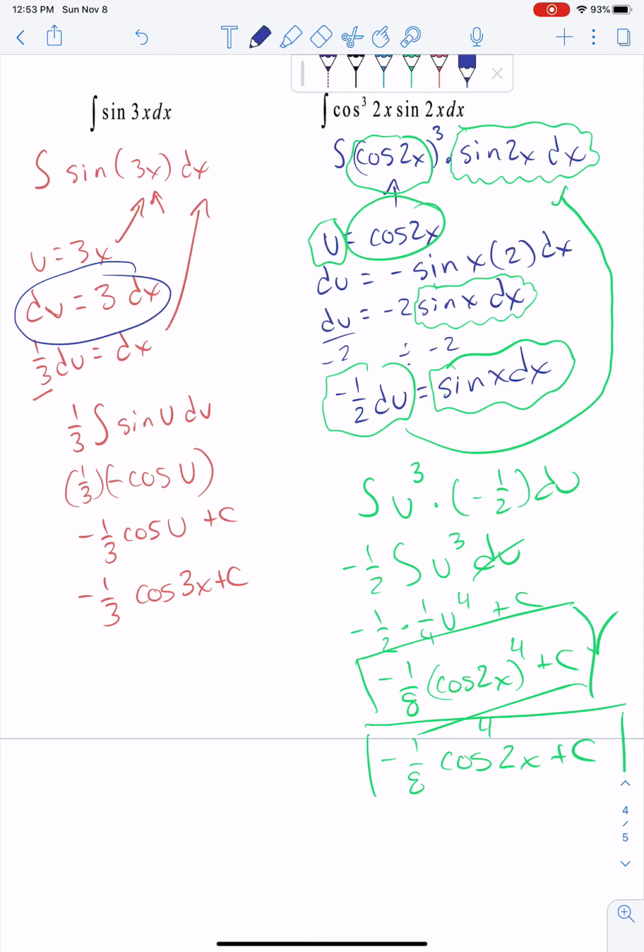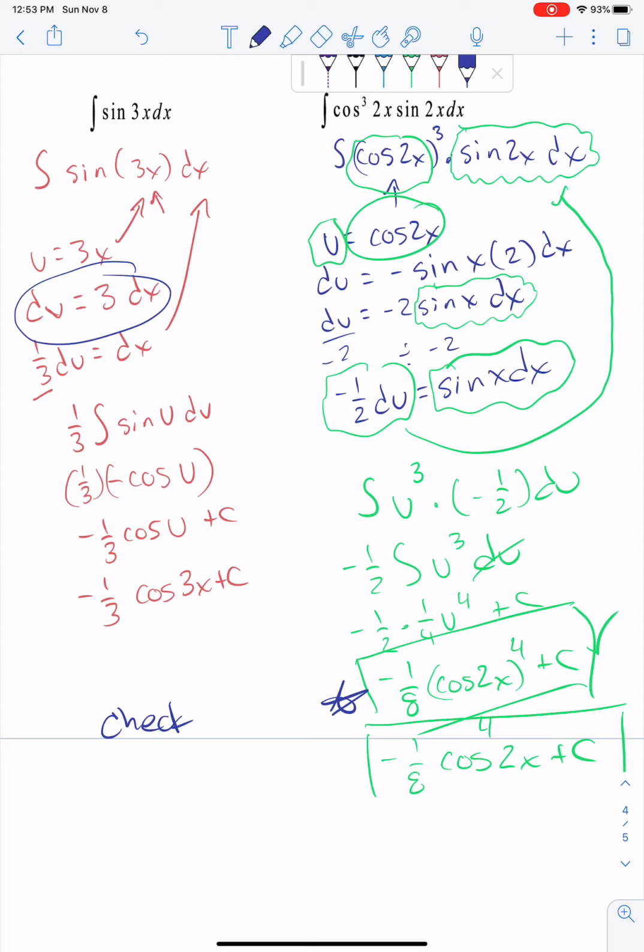Now, let's say you got to this point right here, and you thought that this was your answer. If you wanted to check, because that was a pretty messy integral, I mean, that's something that we haven't done before, instead of solving for dx, we solved for sine of x, sine of 2x dx.